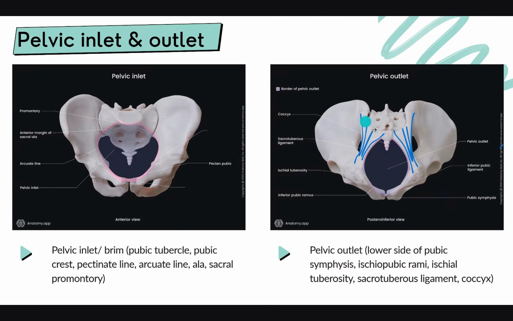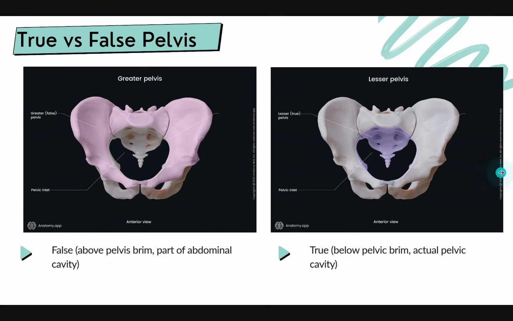ligament. Okay, so this ligament from the sacrum to the tuberous part is the sacrotuberous ligament. So we have the coccyx, and then we have the sacrotuberous ligament, and then we have the ischiopubic rami. We have the tuberous, and then in the ischiopubic rami, and we have the pubic symphysis, the lower part of it. Not that important, but again, just know it.